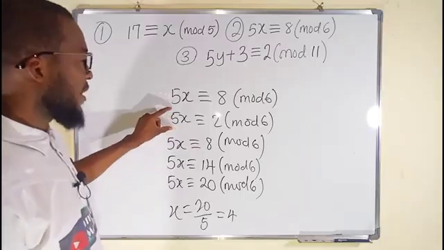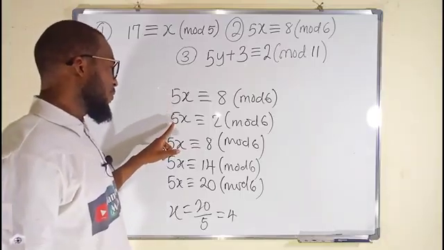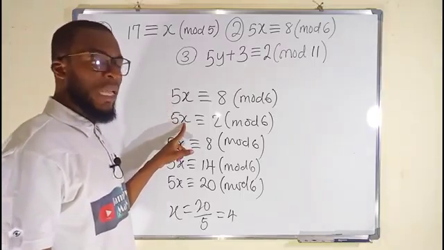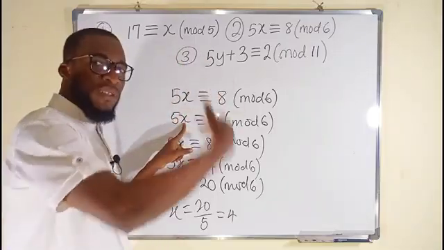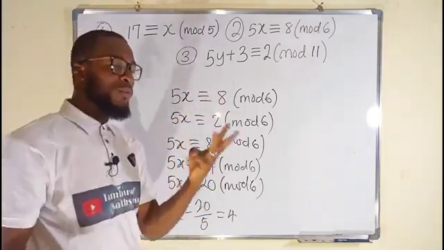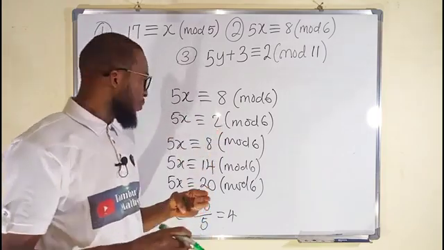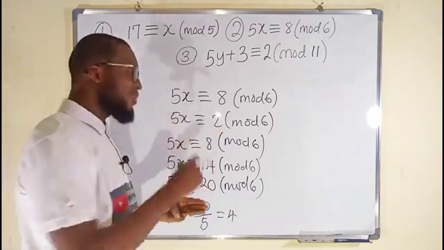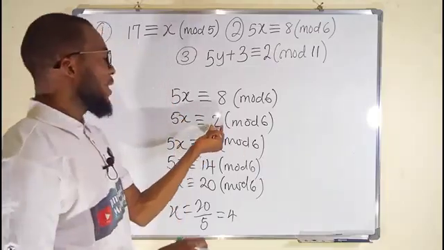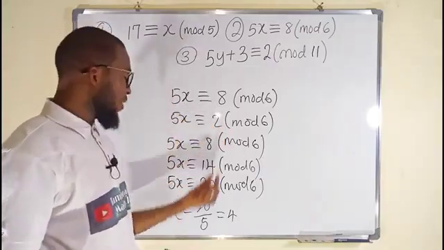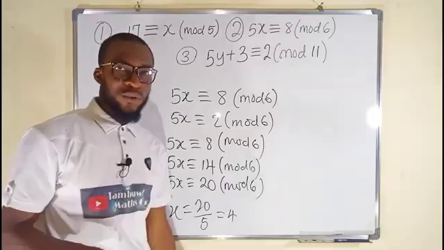And we can test it here. 5 times 4 is 20. And how many groups of 6 are present in 20? We have 3 groups, because 6 plus 6 is 12, plus 6 is 18. But 18 is 2 less than 20, so we have a remainder of 2, which satisfies the equation. Therefore, the value of x is equal to 4.